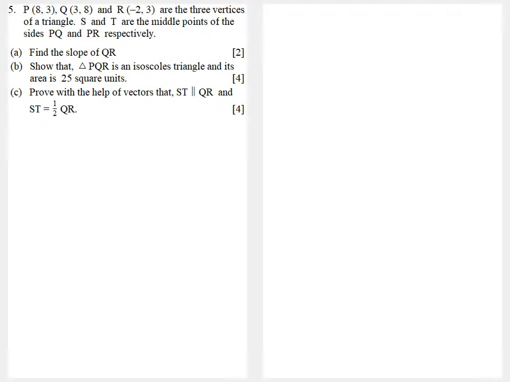Chittagong Higher Maths 2017 question number 5. Now in question number 5 we're given the points P, which is (8, 3), Q, (3, 8) and R, (-2, 3). These are the three vertices of a triangle. S and T are the middle points of the sides PQ and PR respectively. In part A, we have to find the slope of QR.